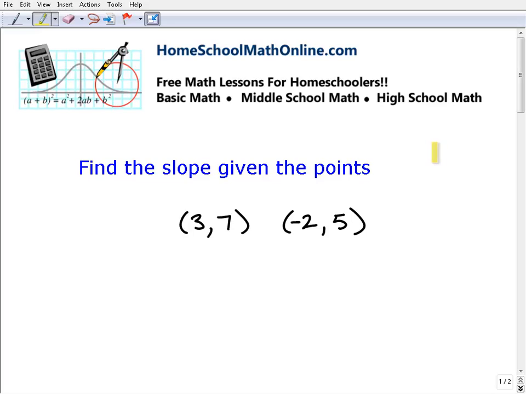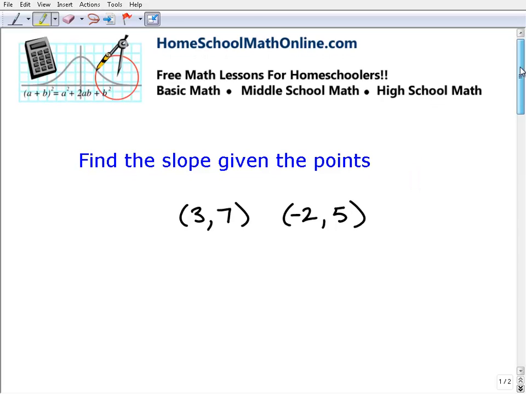What we're going to do here is find the slope given these 2 points. So that's the quiz question. This is really a fundamental skill in algebra that you need to know how to do. So if you remember the slope formula, I want you to pause the video and see if you can get the answer. Okay, let's take a look at it.